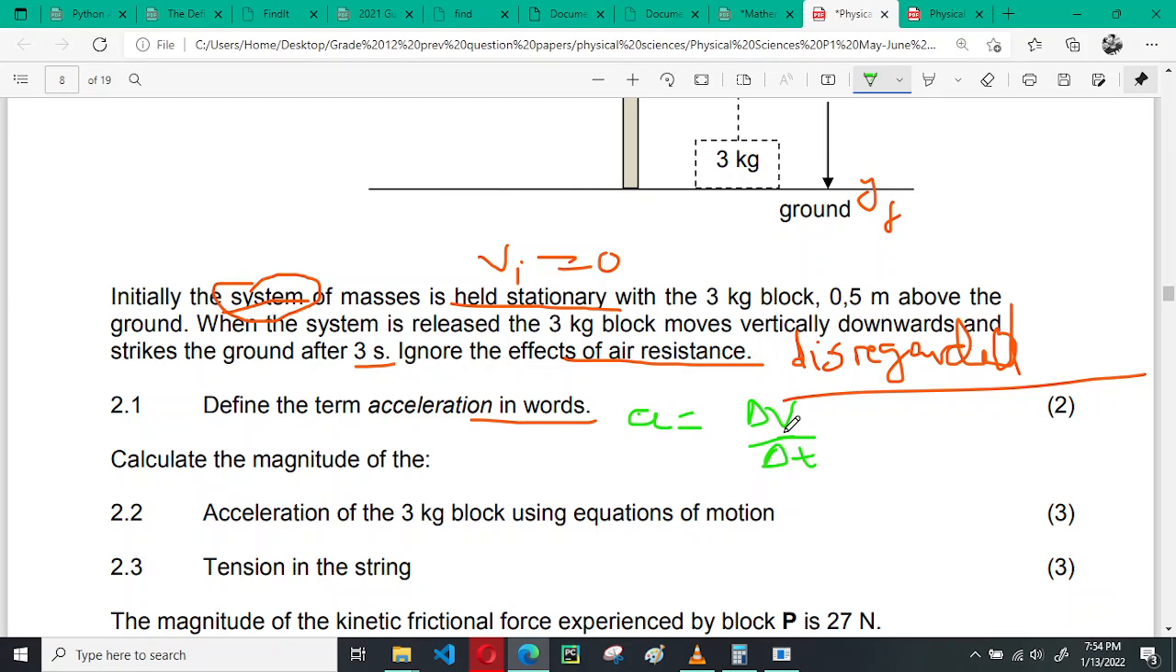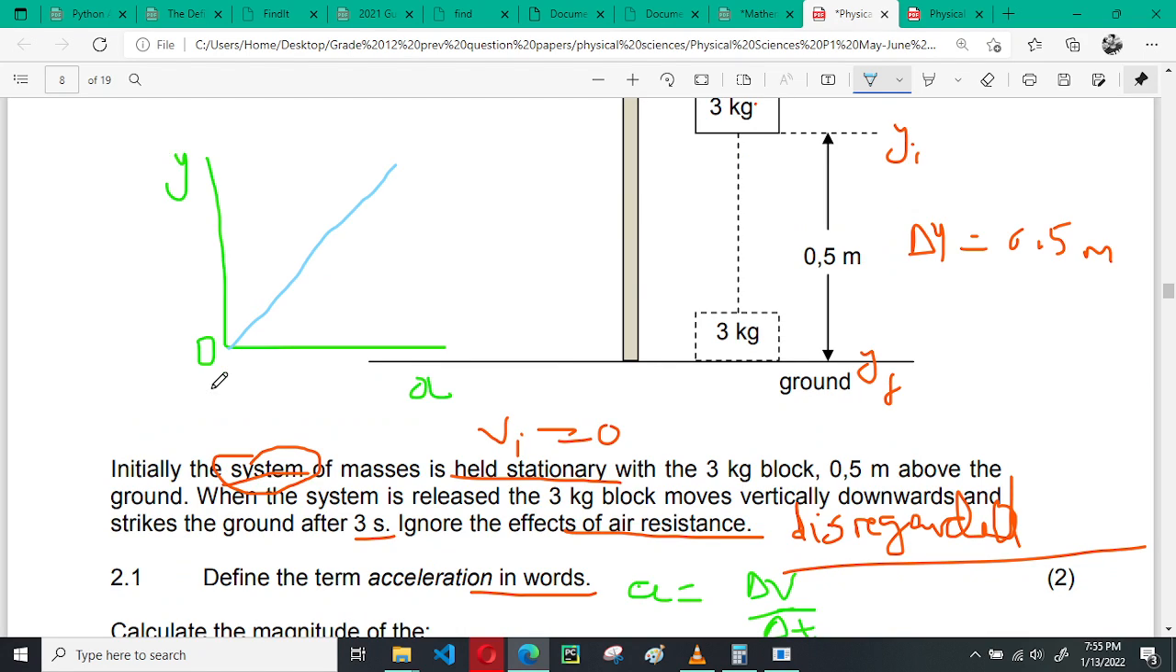Let me change color here and make it blue, and we have a graph that moves in this direction. The gradient of this line is our acceleration. So in physics and in mathematics, we would write it in this way. We would write something like y is defined by mx plus c.